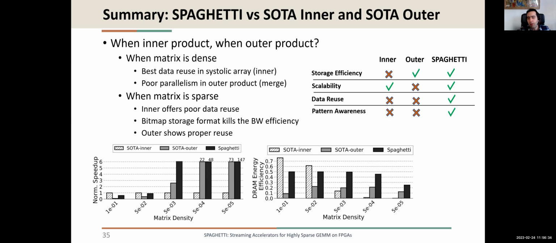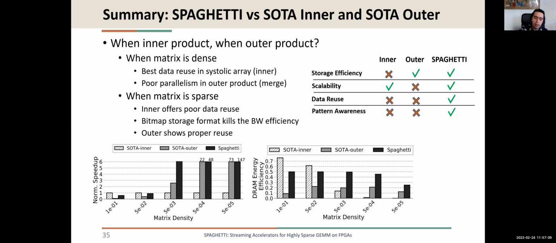But if you have highly sparse GEMM, we compared Spaghetti against Spark, the other state-of-the-art outer product accelerator, and we showed that Spaghetti was offering a better performance. But overall, my conclusion is that finding the best architecture for sparse tensor algebra depends on the level of sparsity and the pattern of sparsity.